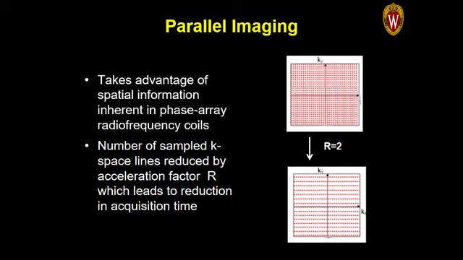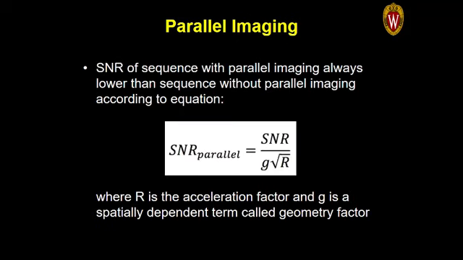Now, using parallel imaging to accelerate musculoskeletal MRI results in a loss in signal-to-noise ratio, with the signal-to-noise ratio of the parallel imaging scan equal to the signal-to-noise ratio of the baseline scan divided by the product of the square root of the acceleration factor and a spatially dependent term called the geometry factor.